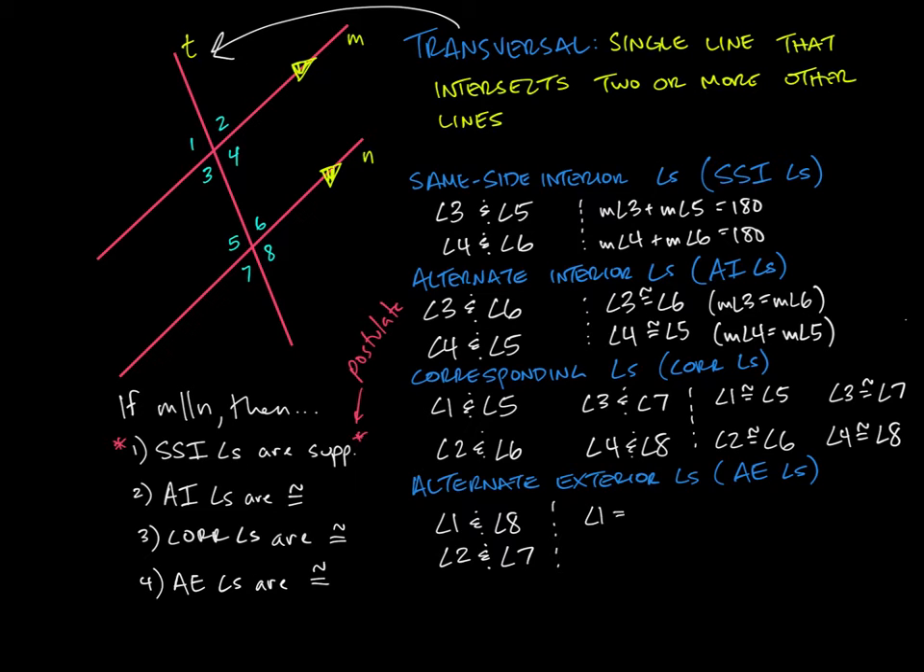So angle 1 would be congruent to angle 8, and angle 2 would be congruent to angle 7. I didn't have space up here with corresponding angles to do it, but just remember that when we say that the angles are congruent, what we're saying is that their measures are equal. So I have space right here, so I'll do that. The measure of angle 2 is equal to the measure of angle 7. I could have said the same thing about all these pairs as well, I just didn't have the space to do that.